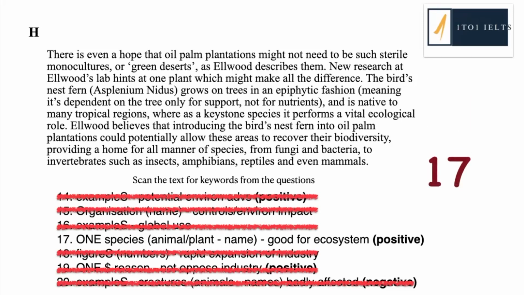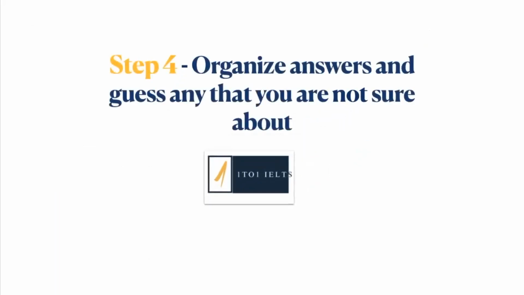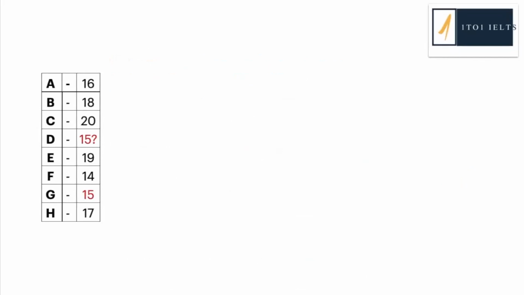So now we've gone through all of the various texts. We're going to organize our answers and guess about any questions that we're not sure about. So we said A was pretty definitely 16, B was pretty definitely 18, C 20, D we weren't sure about, it could possibly have been 15, but then in passage G, we were really sure about the answer being 15, so we can cross out D. E was 19, F 14, G 15, and H 17.